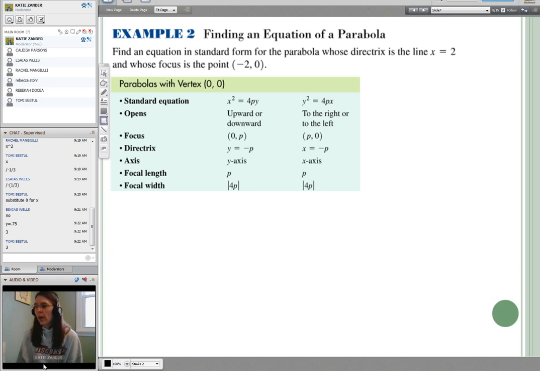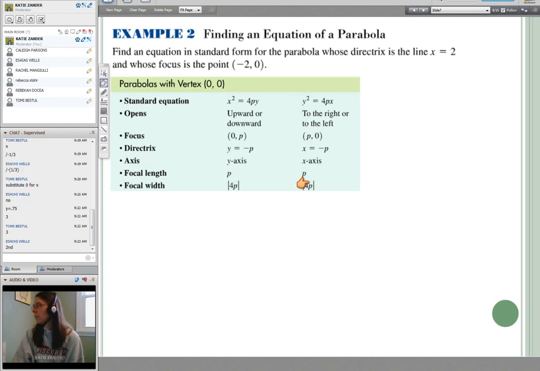So the first thing I want us to do is identify what column we need to be looking at to create our equation. Should I be looking at column 1 right here or column 2 over here? And how did you know it was going to be the second column, Isaias?